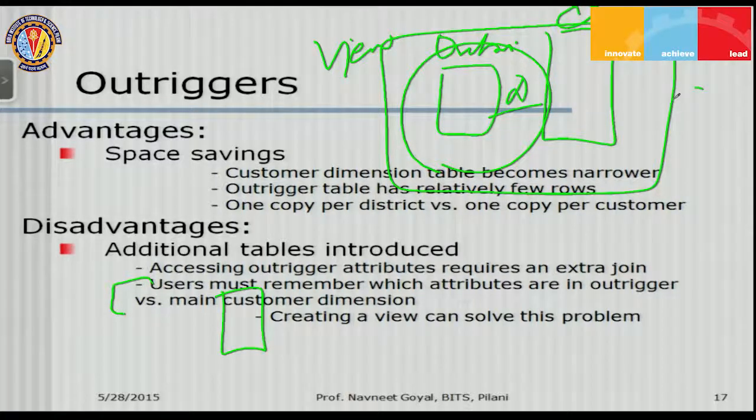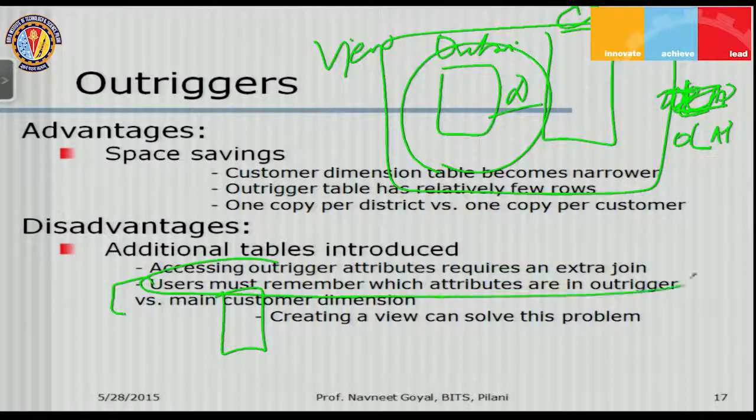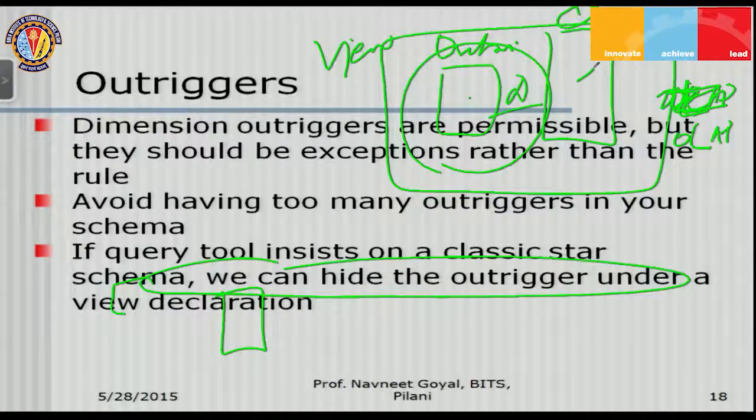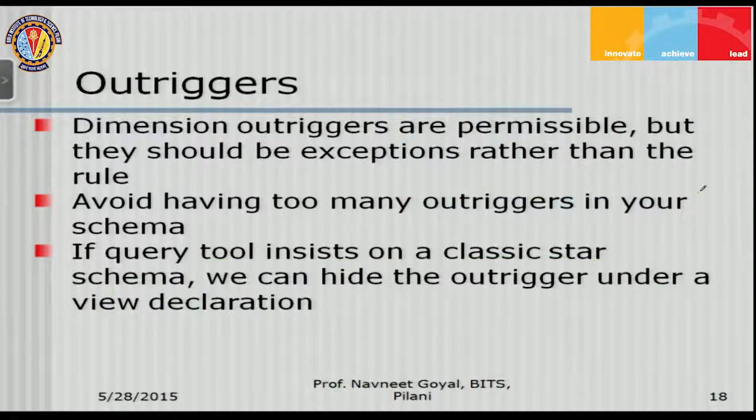One is that any kind of OLAP tool that sits on top of this, which insists on a classical star schema structure, would still be able to work. And second is that you will not be required to remember which attribute is in the outrigger table and which attribute is in the customer dimension table. So dimension outriggers are permissible, but they should be used as an exception rather than a rule.